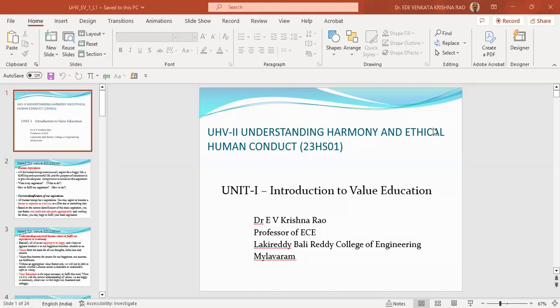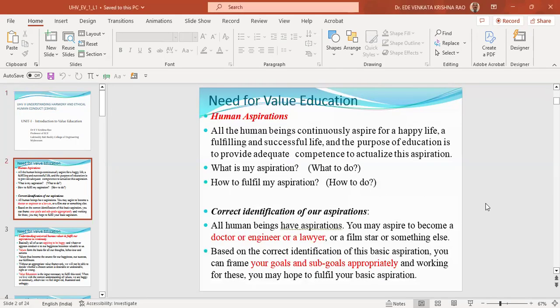Very good morning. We are discussing human values, understanding harmony and ethical human conduct. In this, the introduction to value education. The first unit is value education. So, what is value education and why is it required?